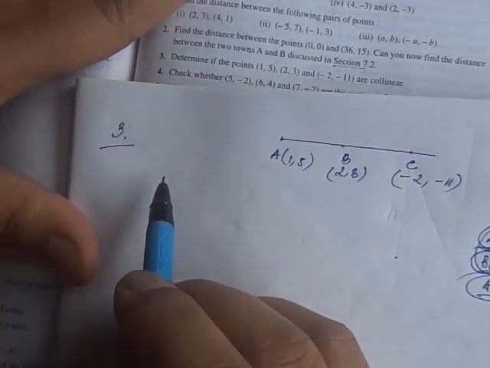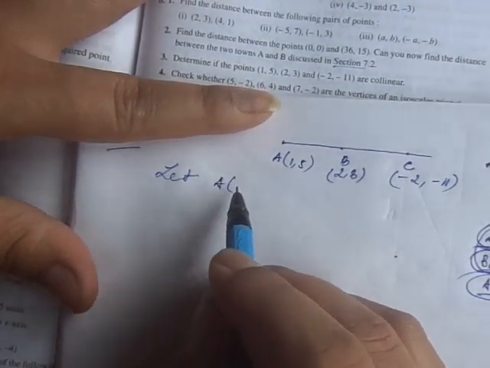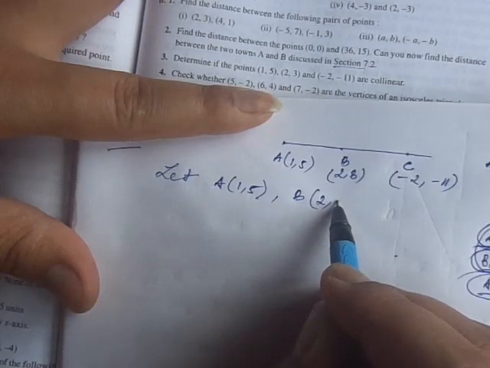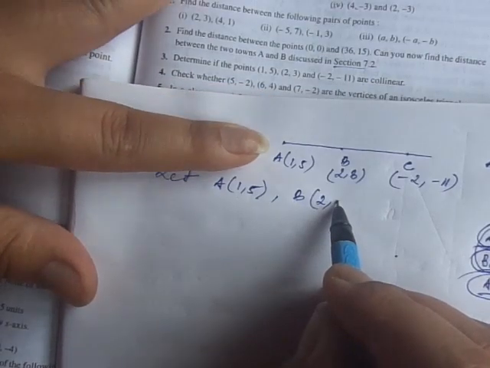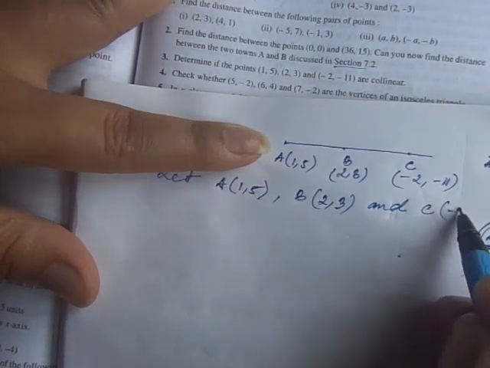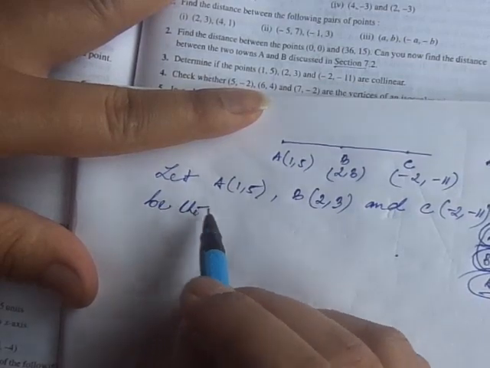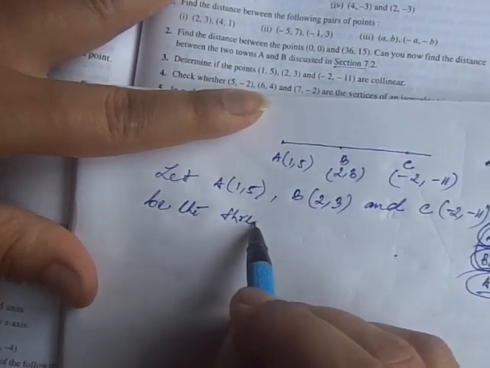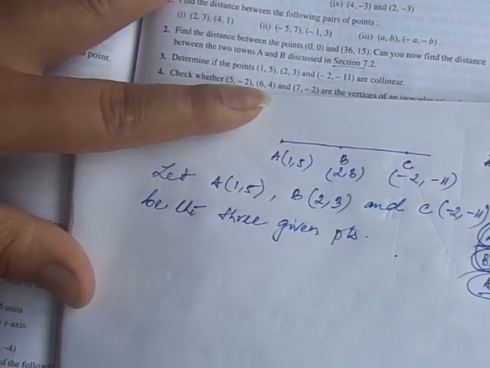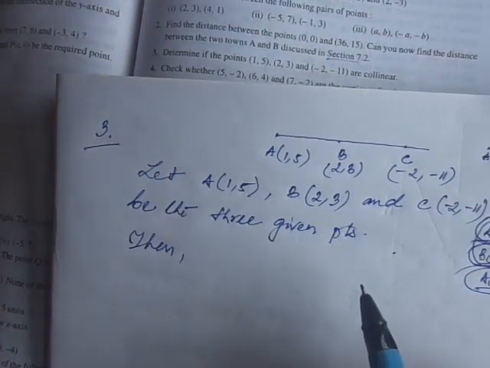Now let's start here. We can take first A (1, 5), B (2, 3), and let's say C (-2, -11). These are the 3 given points. Now let's find out the 3 distances.